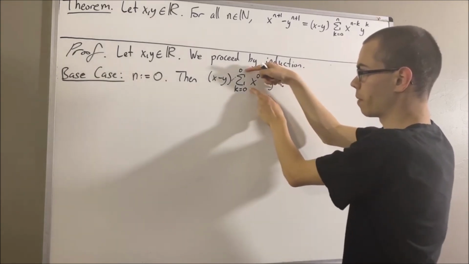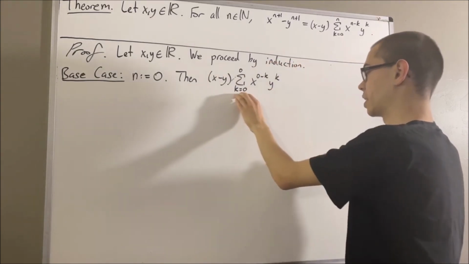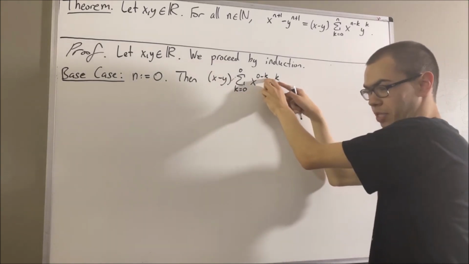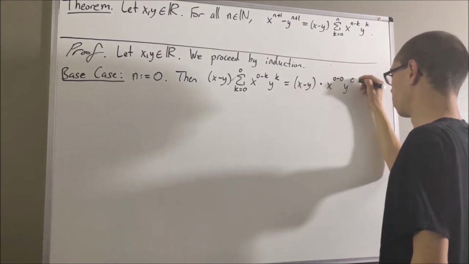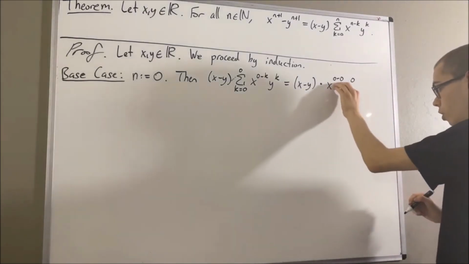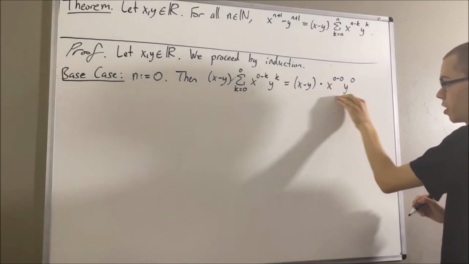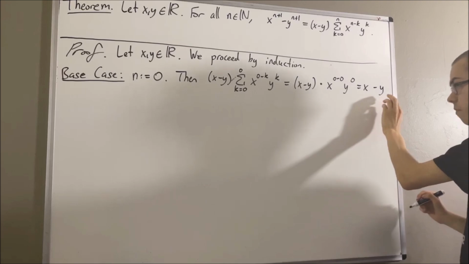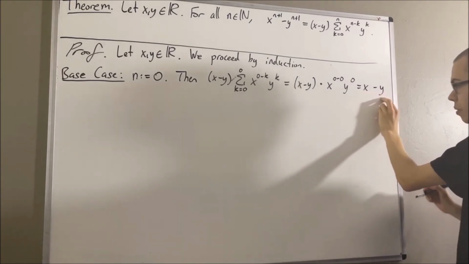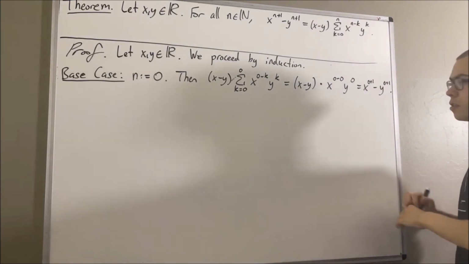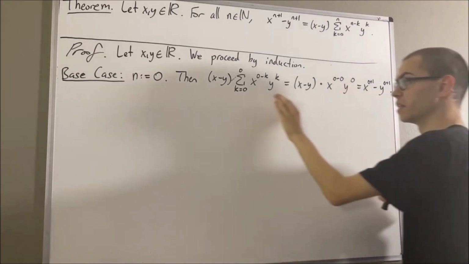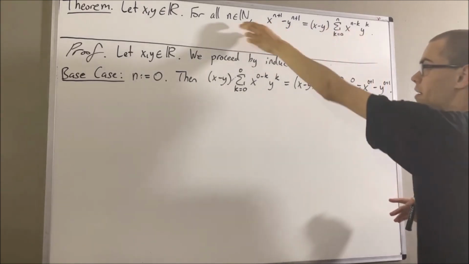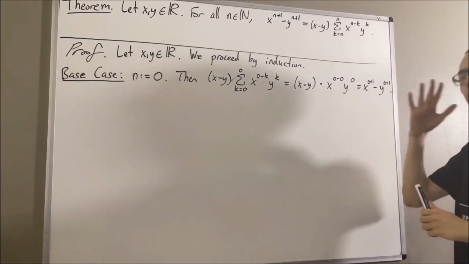Now, since the lower and upper bound of the sum are the same, we know that the entire sum is just going to be equal to what we have here with k replaced with 0. And we know that x to the power of 0 is 1, y to the power of 0 is 1, so this entire thing is just x minus y. And of course, this is the same thing as x to the power of 0 plus 1 minus y to the power of 0 plus 1. So we have shown that this is equal to this. In other words, we have shown that this is true in the case where n is equal to 0. So this completes the base case.